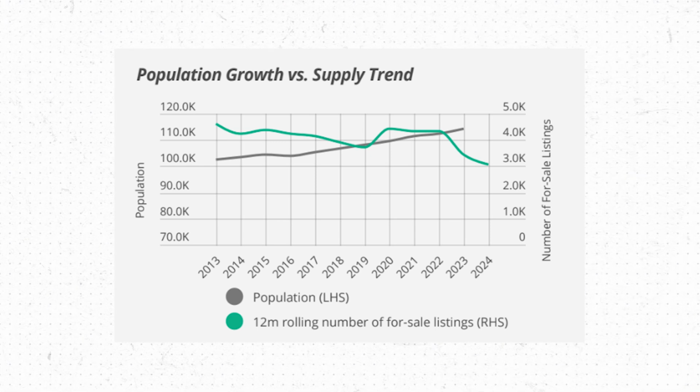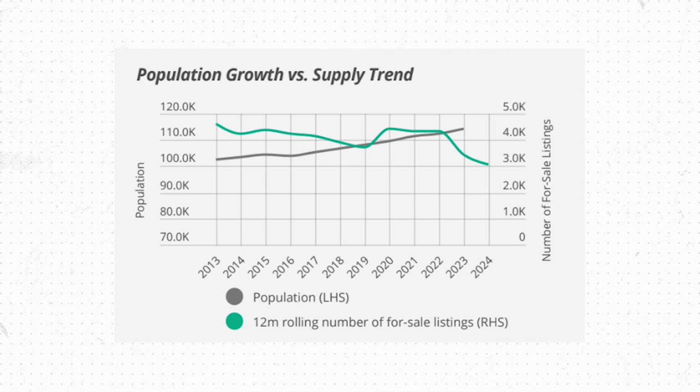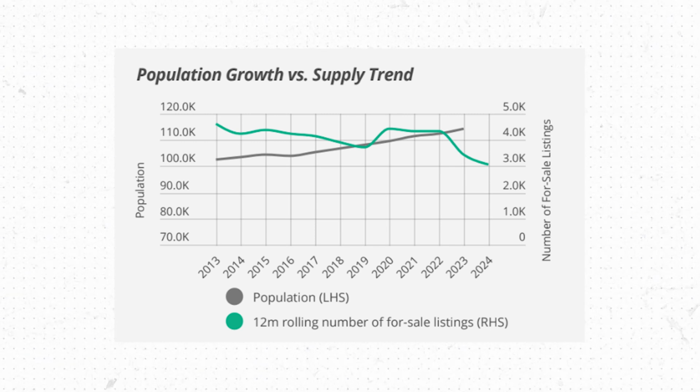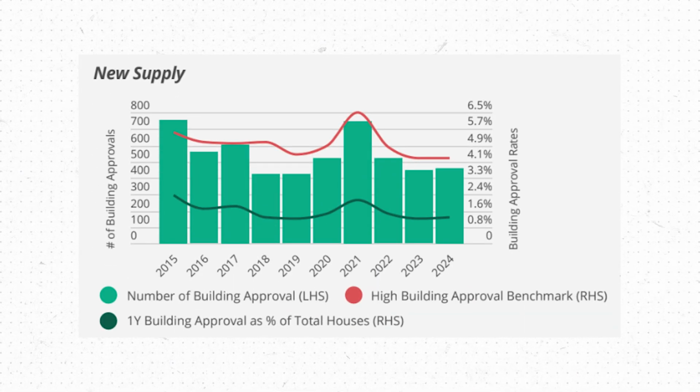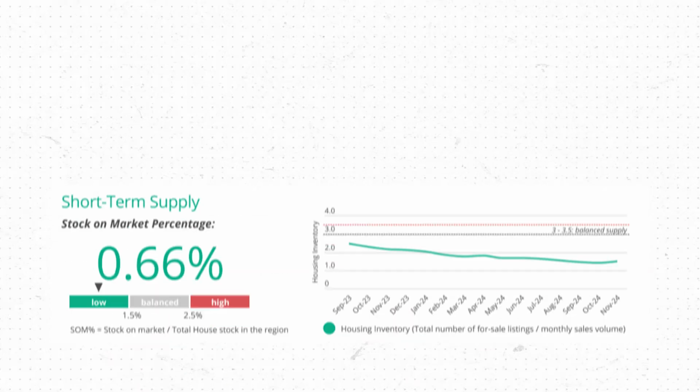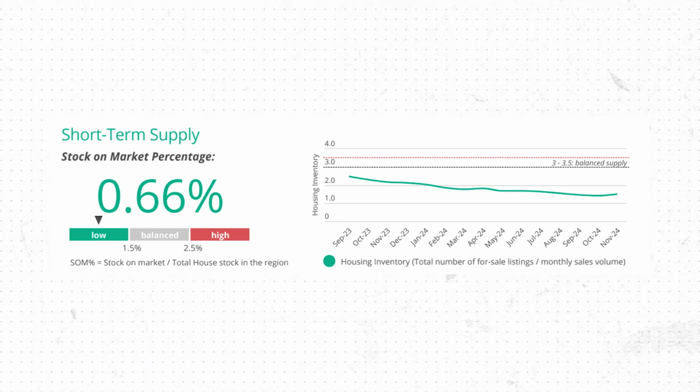Over the past decade, population has been increasing steadily, 12% growth in 10 years. But at the same time, the number for sale listings decreased by 28%. And then over the past 3 years, new house building approvals decreased by 40%, not contributing much to the increase in housing supply in Bunbury. In the sales market, inventory level now is around 1.5 months of stock.